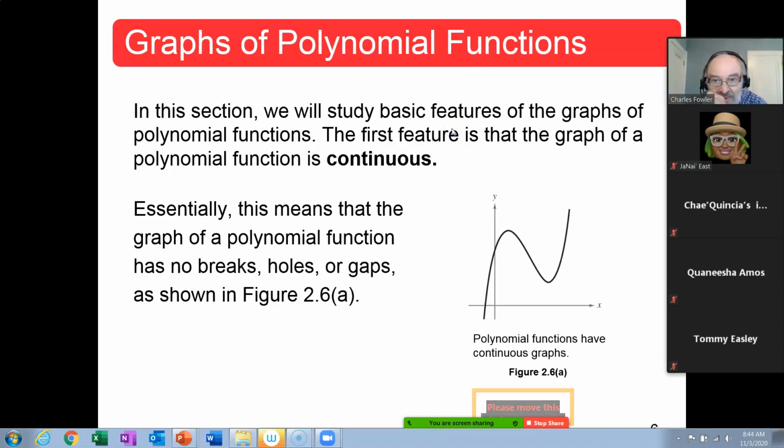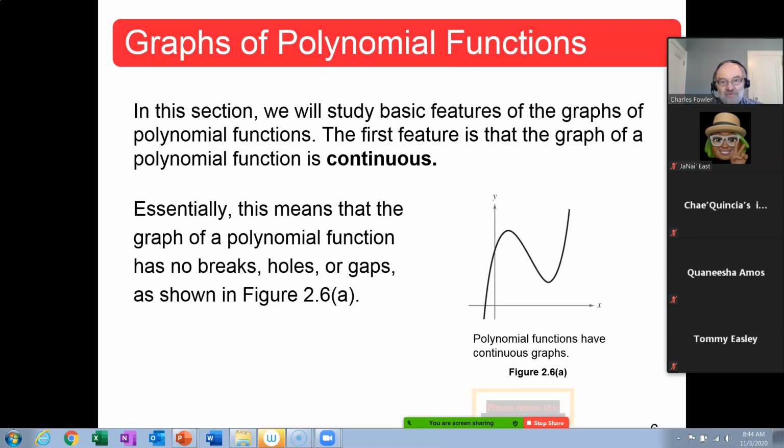All right. Now, we're in Chapter 2, Polynomial and Rational Functions, still on the polynomial part. Section 2.2, Polynomial Functions of Higher Degree, because in 2.1 we dealt with second degree polynomials, which are quadratic polynomials. Now we're going to be talking about graphs of polynomial functions of higher degree. In this section, we'll study basic features of the graphs of polynomial functions in general.